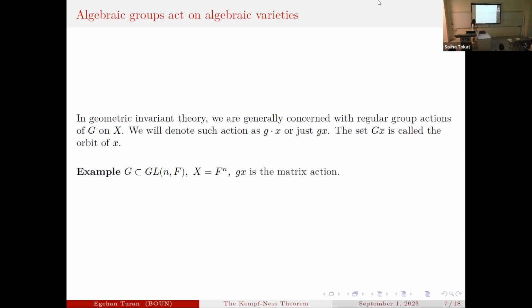Show this action by G times X, or just GX. And the set of all GX will be called the orbit of X. So they are basically the elements of X that I can get to from X by acting with G. As an example, take any symmetric subgroup G under GL_n(F), where F is just a field, and let your X be F^n. And GX can just be the matrix action. Okay.